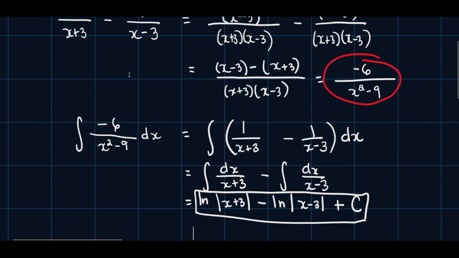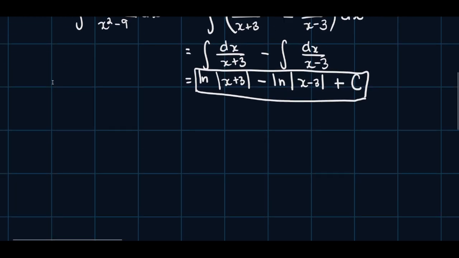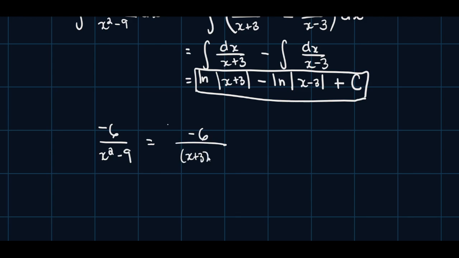So this is our topic today, the focus of our discussion for this video. Now suppose we don't know the partial fraction decomposition of negative 6 all over x squared minus 9. So let's consider our rational expression negative 6 all over x squared minus 9. The first step is for us to factor the denominator. The denominator can be factored as x plus 3 times x minus 3.